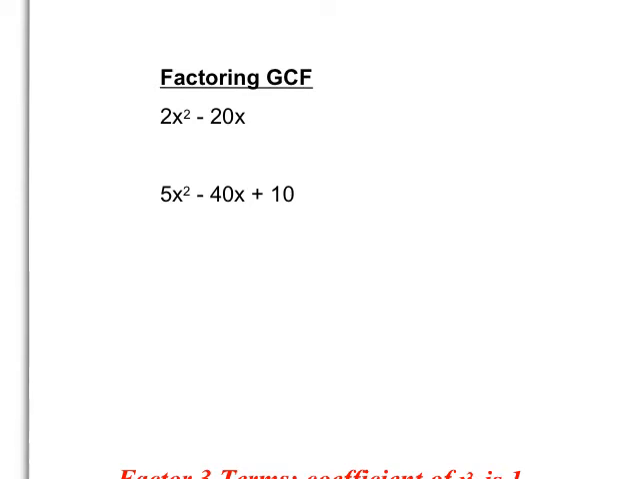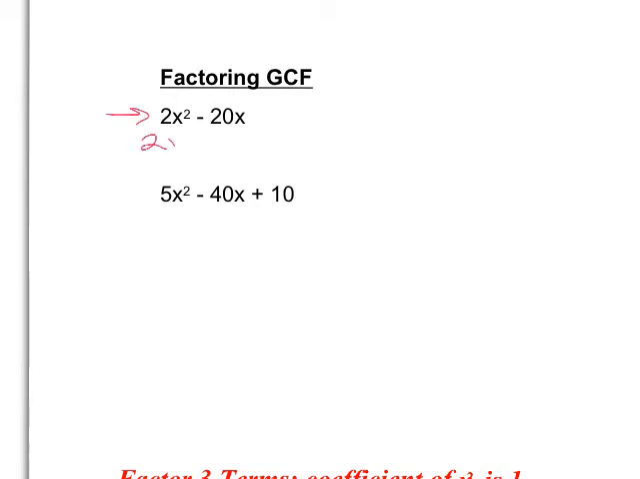There are a couple different versions of factoring, and the first is the greatest common factor. When you see problems that have a number in common or a letter in common, we always want to take out that greatest common factor first. So in the first example, both terms have a factor of 2 and they both have an x.